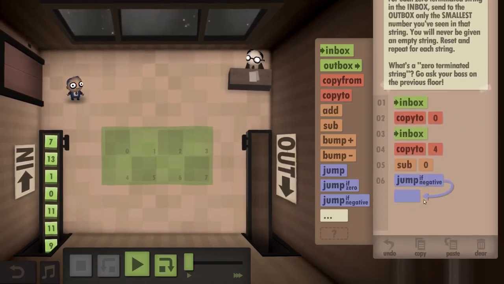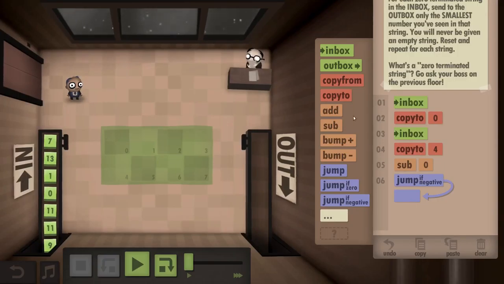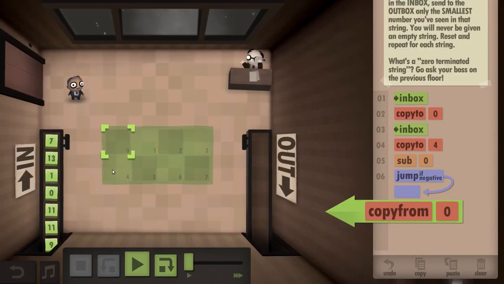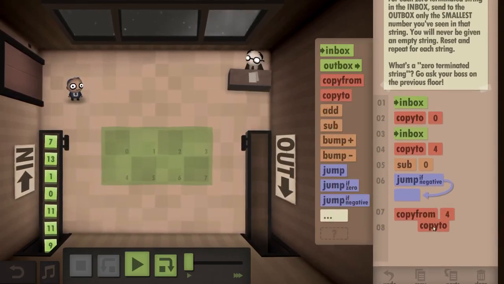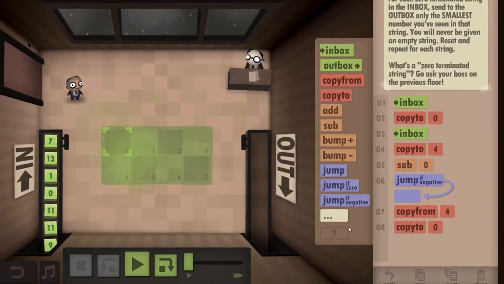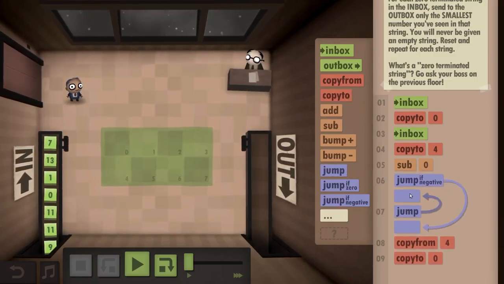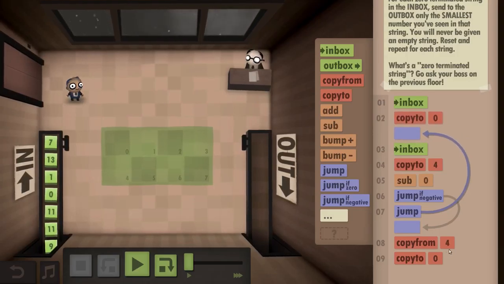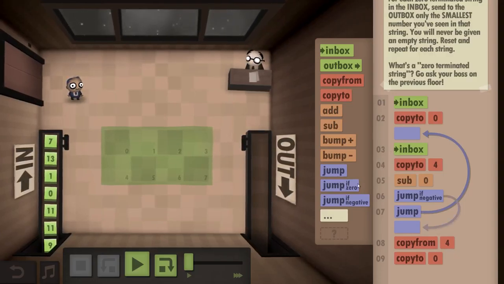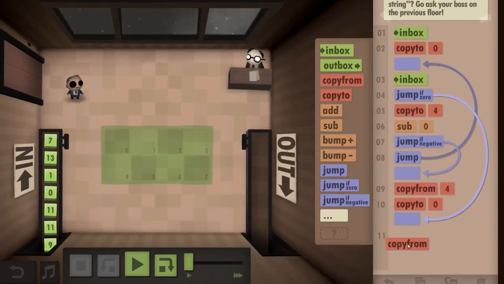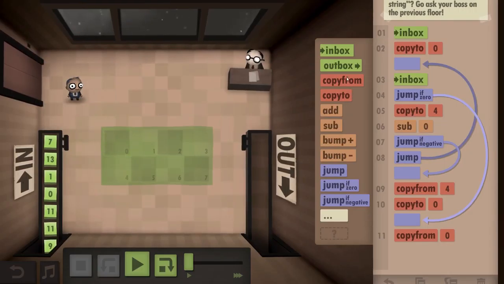If it's negative, I don't remember what happens. If it's negative what? If it's negative, then what I had in my hand was bigger. So if it's negative, copy from 4. Copy to 0. Otherwise, jump.